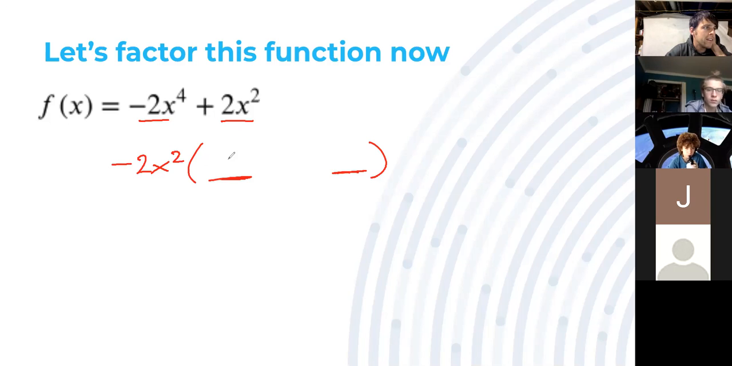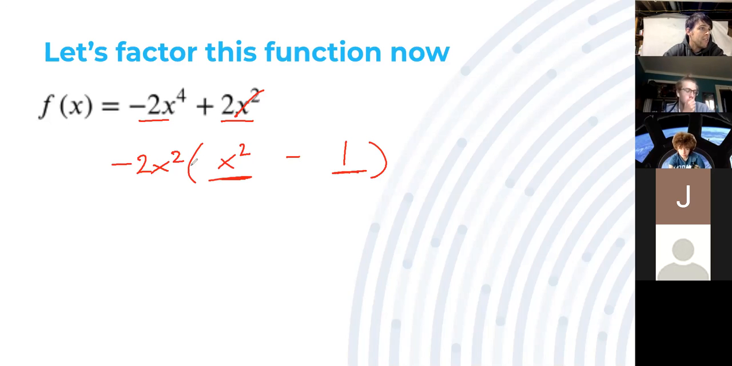When I do that, that's going to leave x squared here because x squared times x squared gives me x to the 4th. And if I factor away x squared together with the -2, that's going to leave actually a -1 here, so that if I were to distribute this back in, a negative times a negative would end up giving me that positive there. Okay, so now I've got this. I factored away my GCF.